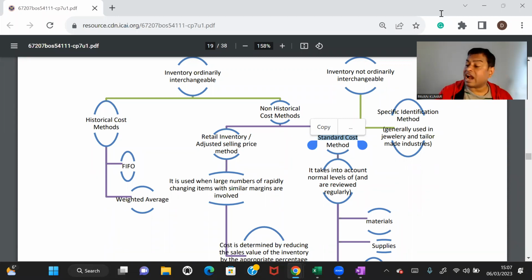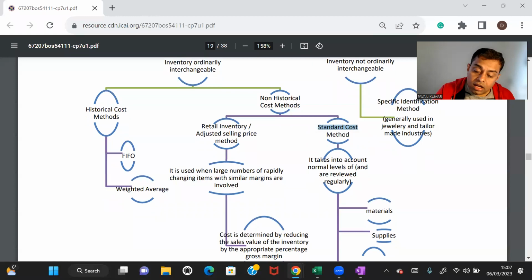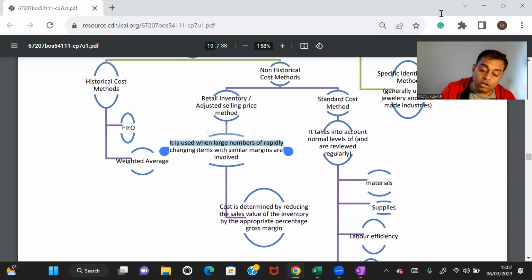Another method is the standard cost method. So look here, the retail method is used when large numbers of rapidly changing items with similar margins are involved. It means, say, the 40% margin you have in your industry. Rapidly changing items, then you use retail inventory. This is selling price minus cost. Selling price minus gross profit is cost.